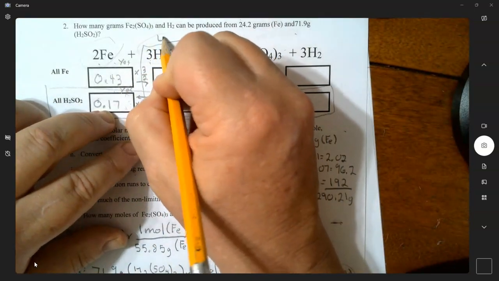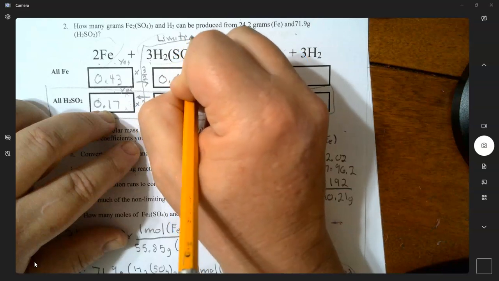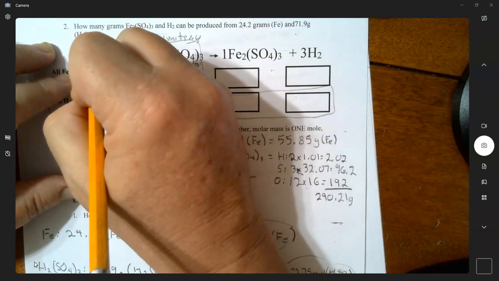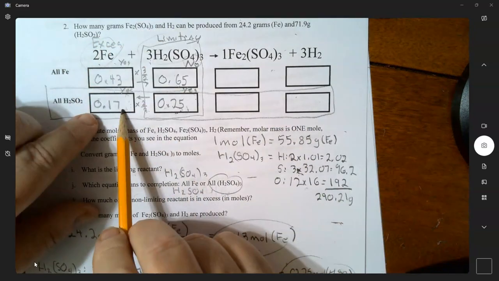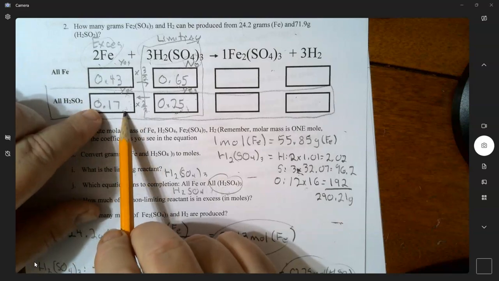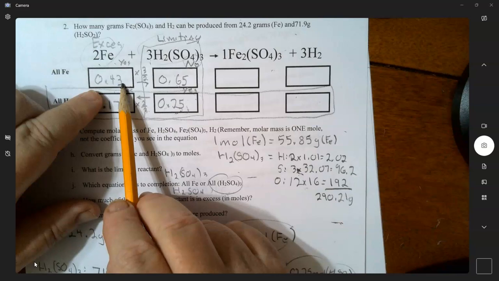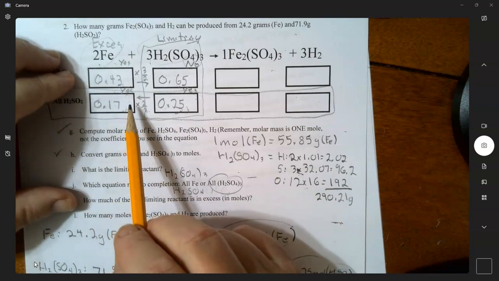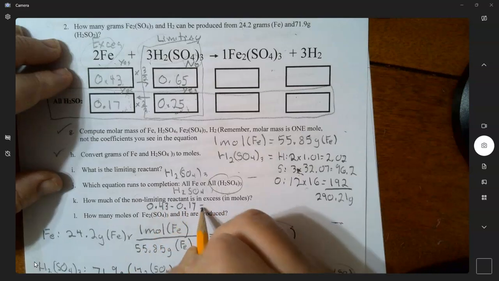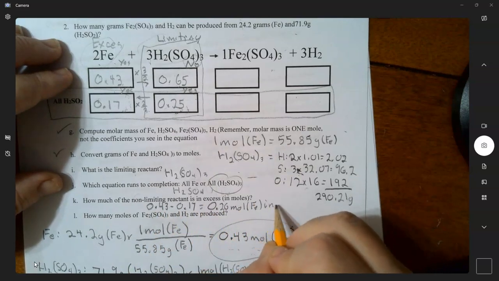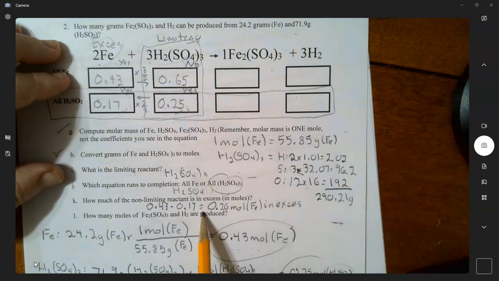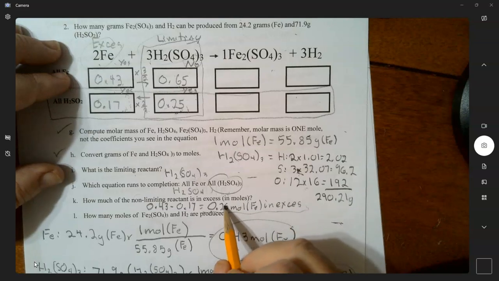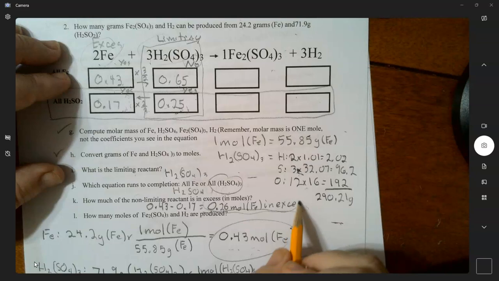Okay, so if this is limiting, I'll write it right here. Then this is excess over here. And so this reaction is going to run. You're going to require 0.7 moles of Fe. You were given 0.43 moles, so the difference between those two is how much in excess, okay? Okay, and that's how you would write the answers. 0.26 moles Fe in excess, okay?